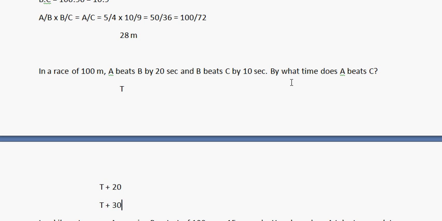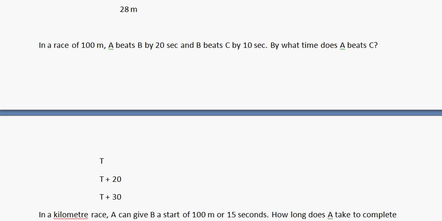The question asks, by what time does A beat C? Now A is taking t, C is taking t plus 30, which means A is beating C by 30 seconds. So it's a seemingly difficult question, but the solution is just one line. You have to write these and write the answer as 30 seconds only.